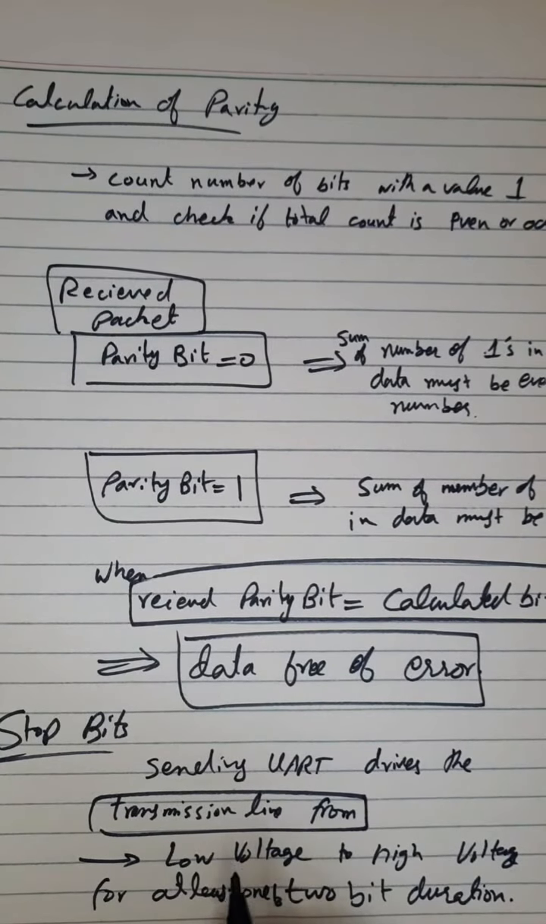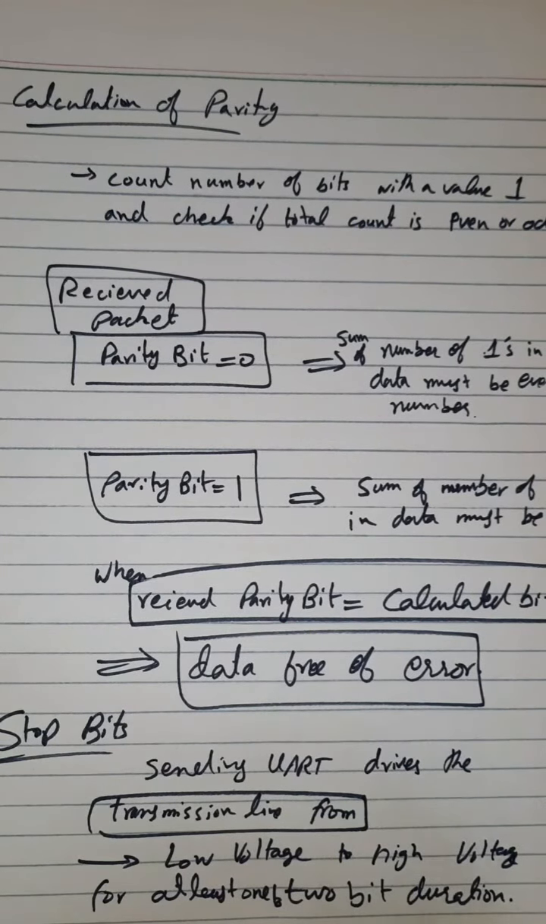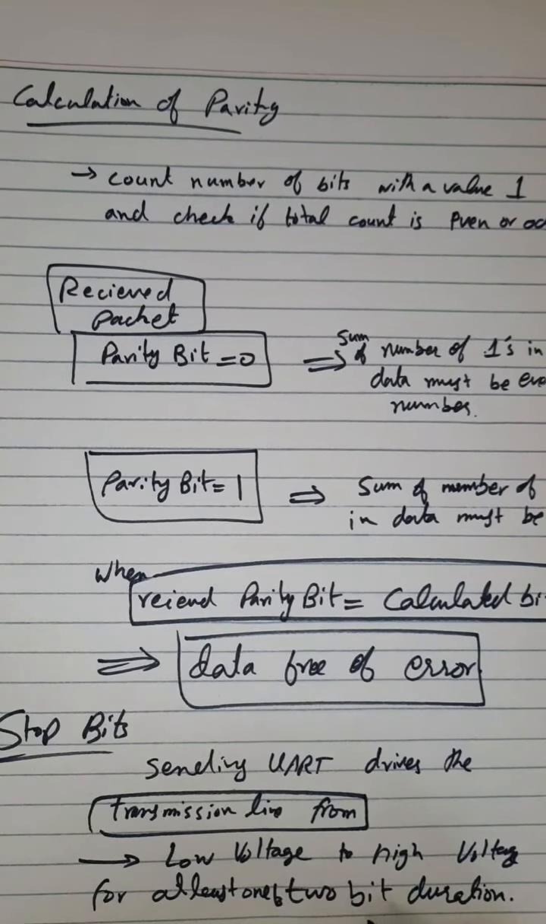Now come to the stop bits. The sending side drives the transmission line from low to high level, which indicates that the data has ended, and the sender must hold it at the high voltage for at least 1 to 2 bit cycles. Here comes the demonstration of the data packet which is being transmitted during UART.